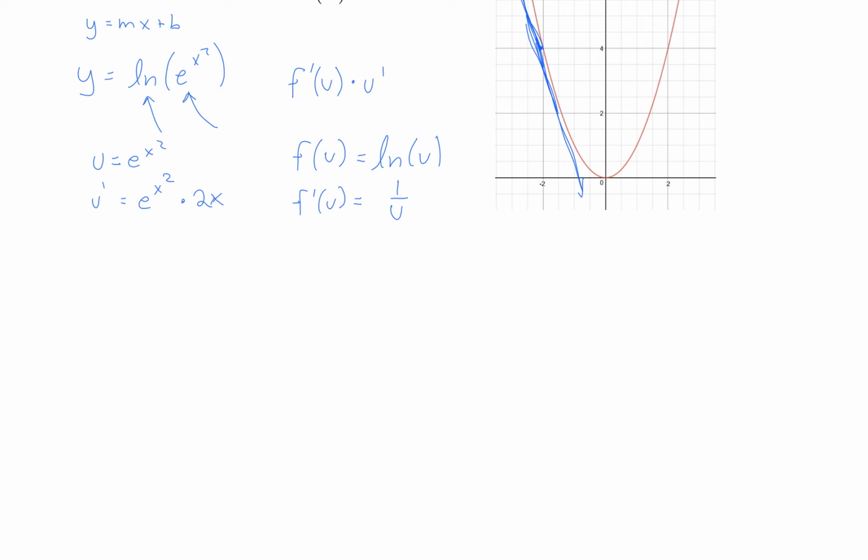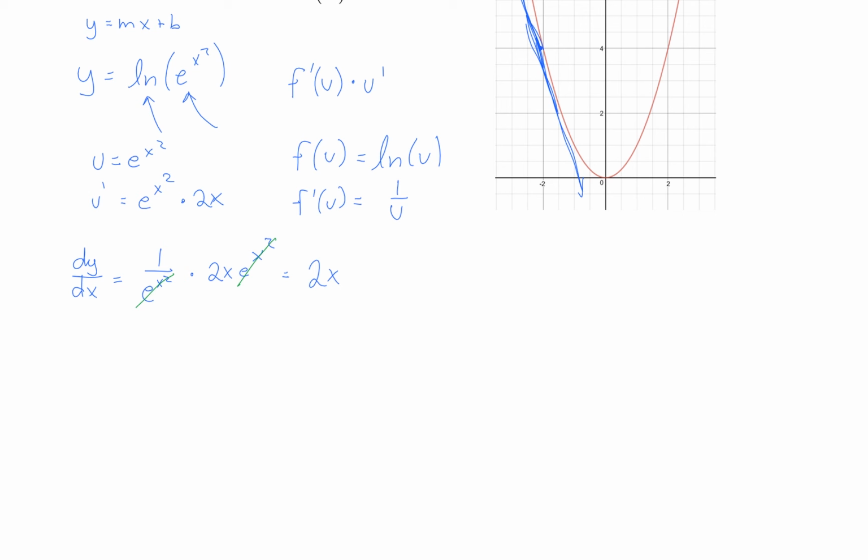And now, putting my chain rule together, I have dy dx, or my derivative, equals the outside function evaluated at the inner, 1 over e to the x squared, times 2x e to the x squared. Now you can see these e to the x squareds and it looks pretty messy, but it cancels nicely. We have an e to the x squared up there, e to the x squared up there. Cross them out. The derivative is just 2x.